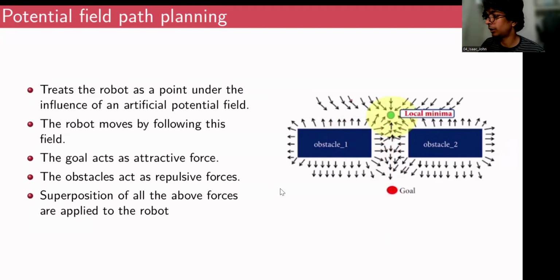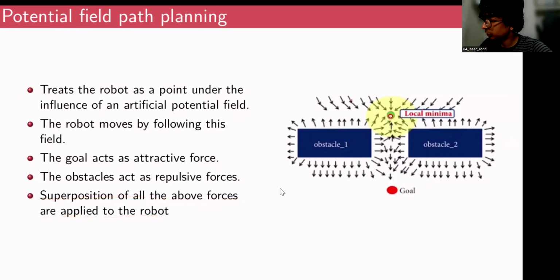But you have to design this potential field: how much each obstacle should repel, and how much the goal position should attract. Salient features are that they treat the robot as a point under the influence of an artificial potential field. The robot moves following this field. The goal acts as an attractive force. The obstacles act as repulsive forces, and the superposition of all these forces is applied to the robot.